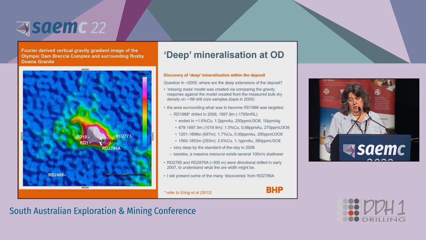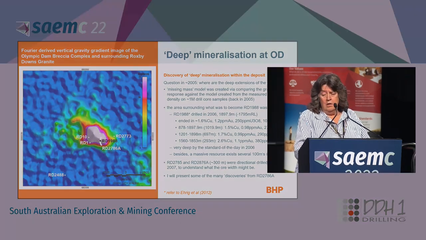The area where the gap is, where 1988 is now, was targeted, and RD1988 was a subvertical hole that went in 2006 and stopped at about 1,898 meters. It ended in 1.6% copper, 1.2 grams per ton of gold, 250 ppm uranium. There was 1,000 meters on average of 1.5% copper, 1 gram per ton of gold, and 270 ppm uranium. You can break those things down further, but it was still a significant thickness of mineralization.